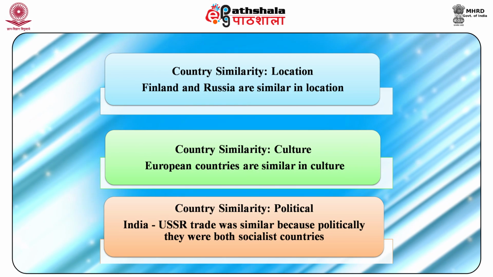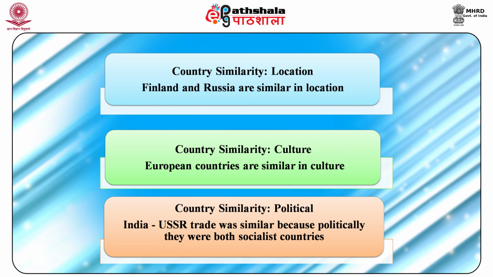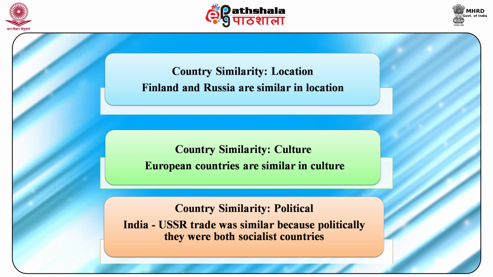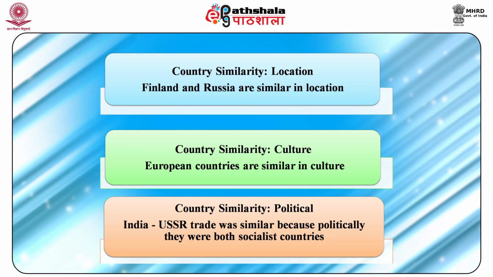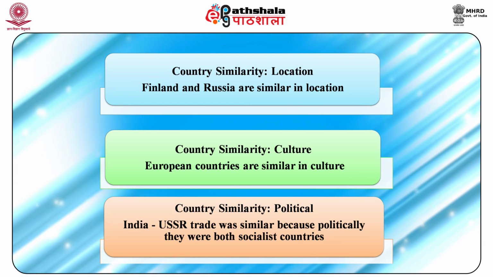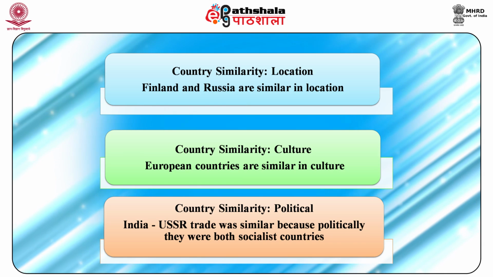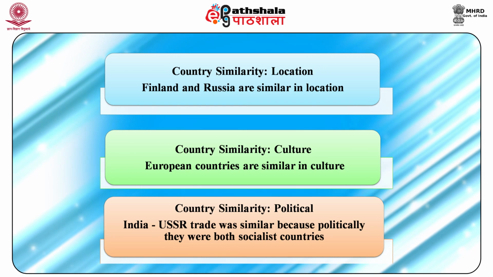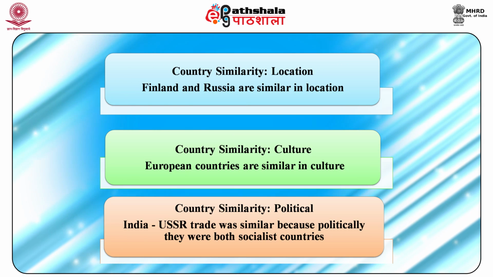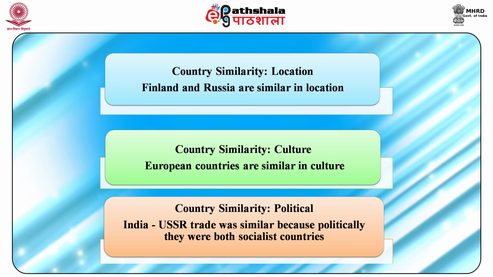The figure shows similarity between countries in terms of their location, culture, and also considering their legal aspect. The country similarity in terms of location can be found in Finland and Russia, which are having a similar location. The country similarity in terms of culture can be seen between European countries which are having the same culture. The country similarity in terms of political aspects can be seen between India and USSR trade, as it is similar because politically they were both socialist countries.